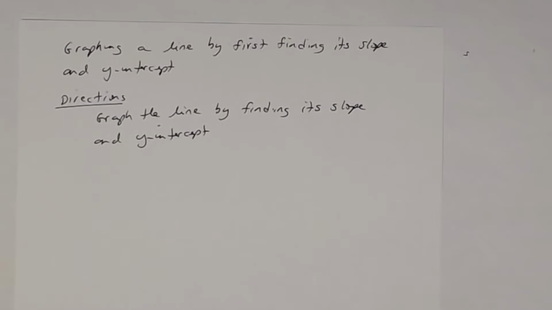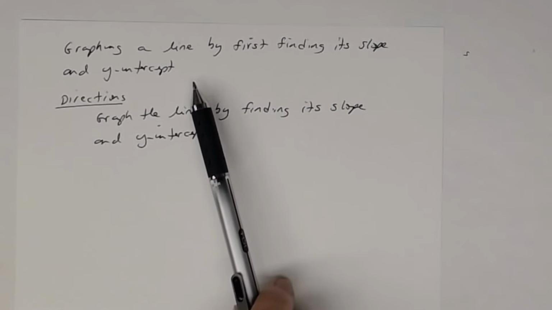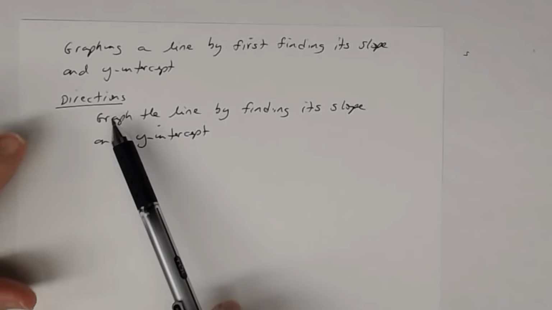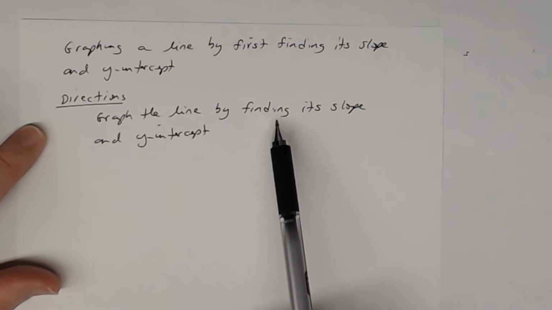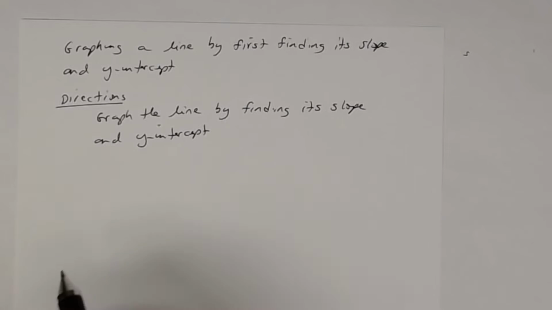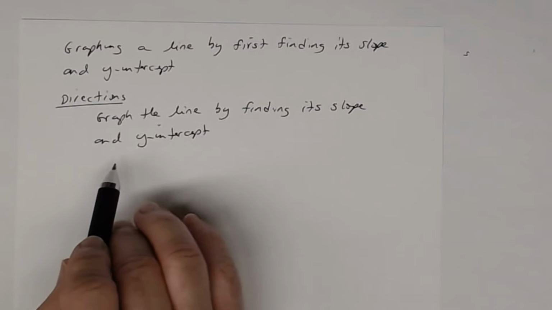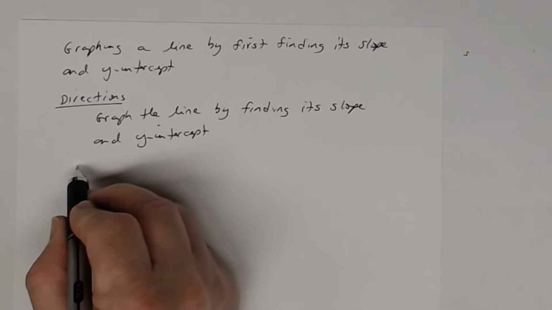All right, this is a lesson on graphing a line by first finding its slope and y-intercept. And so the directions will say graph the line by finding its slope and y-intercept. Now, what's interesting about this problem is you'll be given the equation. So let's look at the first example.